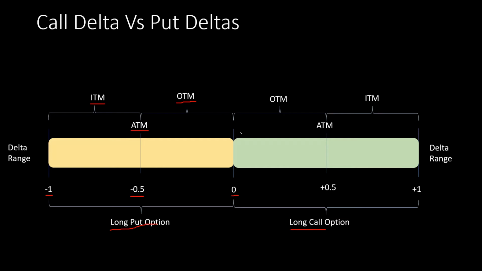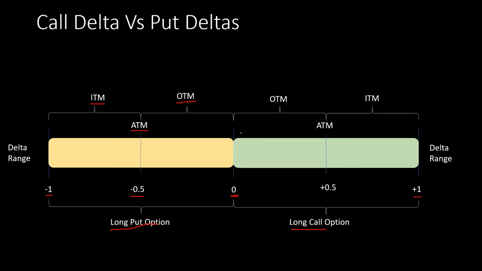Now let us look at the call option. When does one buy a call option? When you're bullish on the underlying. That means when the underlying moves in the positive direction, the call option price increases. When the underlying price decreases, the call option price decreases. So there is a positive relationship between the price of the call option and the price of the underlying. It is for this reason the delta of a call option is positive and ranges from 0 to +1.